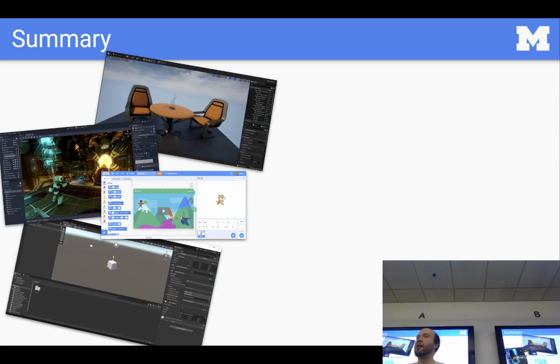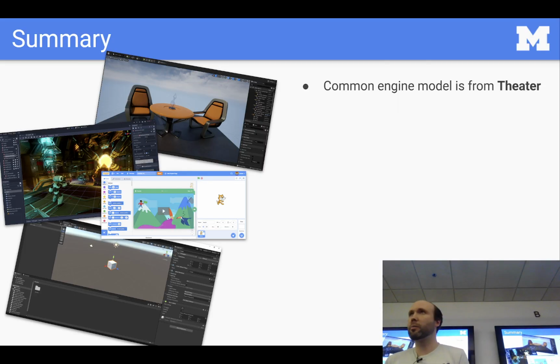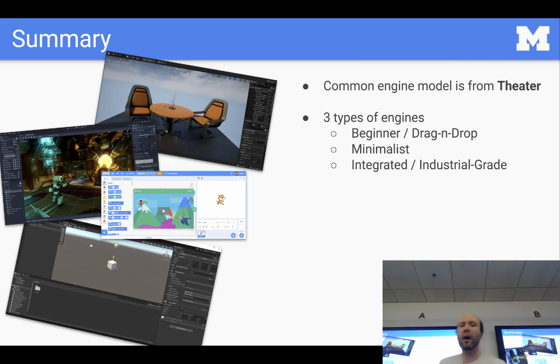The summary here, and then we're going to get out of here and do some office hours. The common engine model: our terminology comes from the world of theater, and a lot of things are inspired from theater in the world of game engine development. There are three really big categories of engines: the beginner drag and drop, the minimalist engine, which is very fond in many of our hearts as programmers, and the big deluxe but kind of scary integrated and industrial grade engine. You want the jobs? The integrated engines are where you're going to get them.